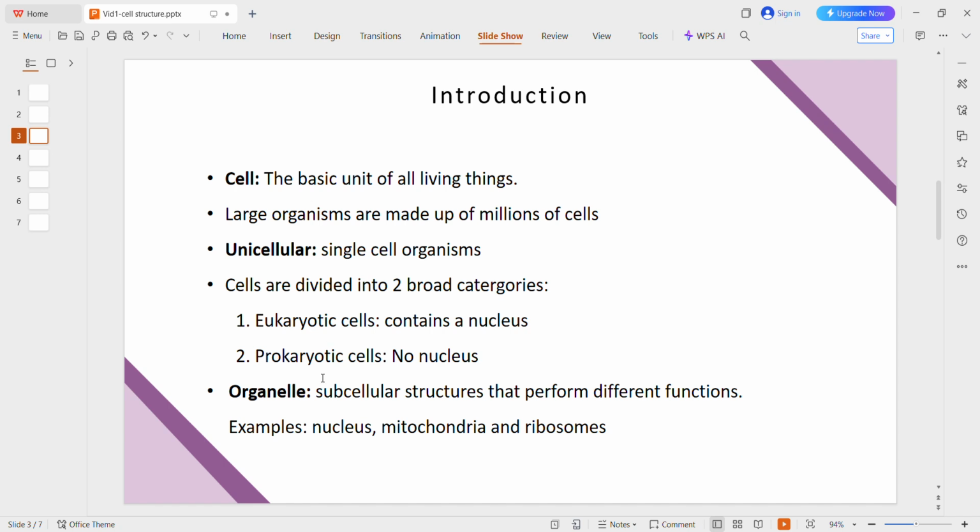Now, cells are made up of organelles. So what are organelles? These are subcellular structures that help a cell perform different functions, such as the nucleus, mitochondria, and ribosomes.